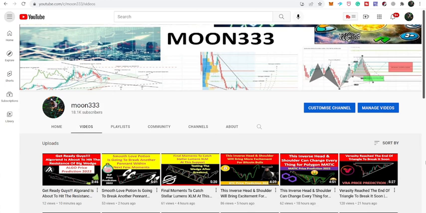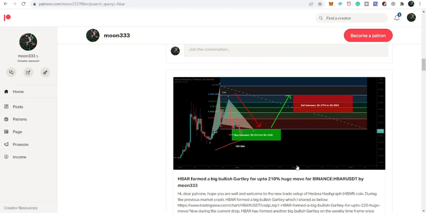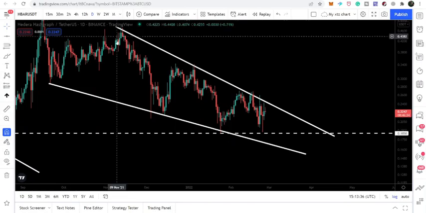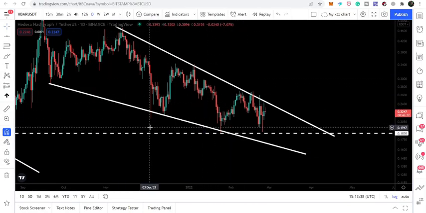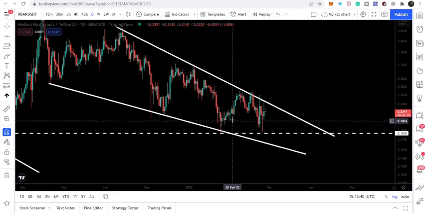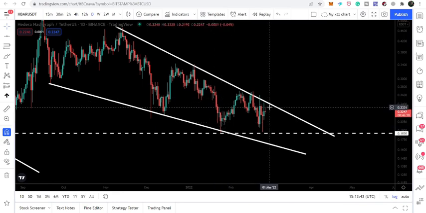Hope you're well and welcome to the new update on Hedera Hashgraph. Today I would like to again recall this very big harmonic bullish reversal setup that Hedera Hashgraph has formed on the weekly time frame, and we will also take a look at this falling wedge pattern. And right now Hedera has again reached the resistance of this falling wedge.